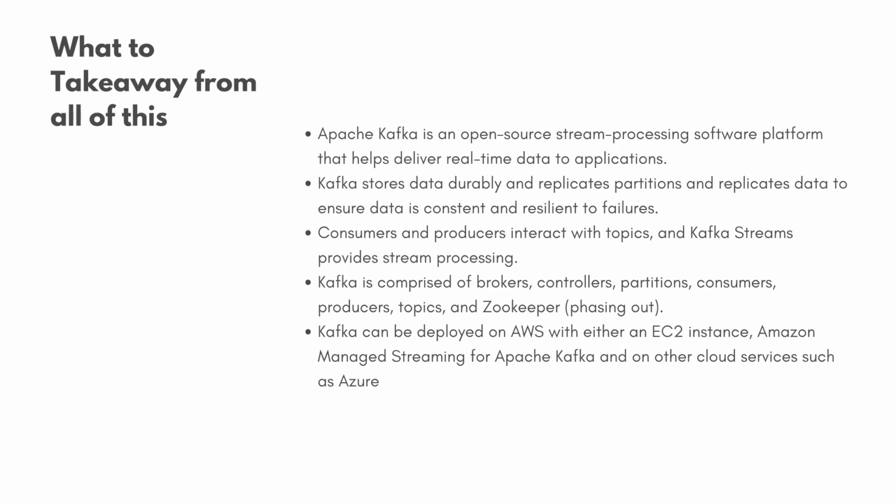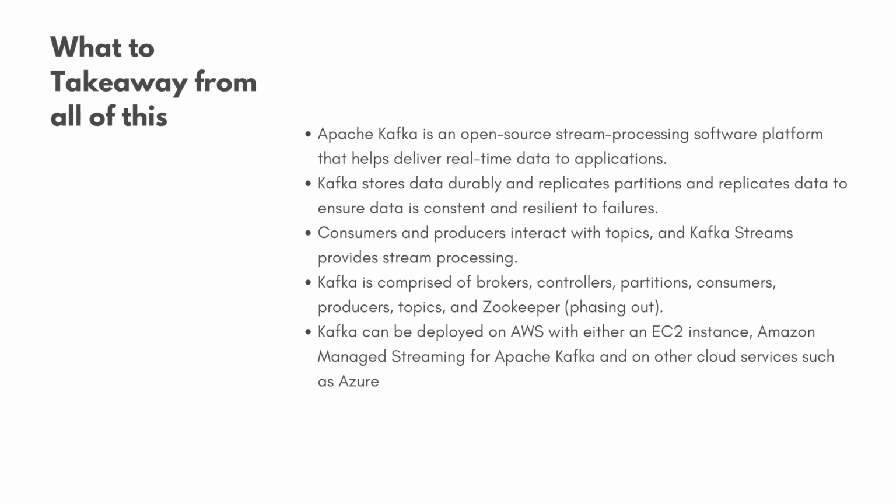So what to take away from all of this? Well, Apache Kafka is open source. It's an open source stream processing software platform that helps deliver real-time data to applications. So if you're building an application that requires real-time data, then Kafka can be a product that you use. Kafka stores data durably and replicates partitions and data to ensure that data is resilient to failures. So like I said, companies like PayPal and Netflix use it because it's very resilient, it's very fault tolerant, it's great at handling data.